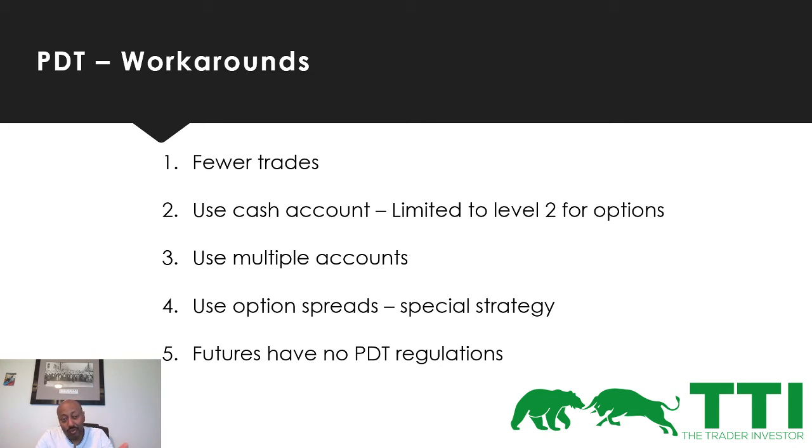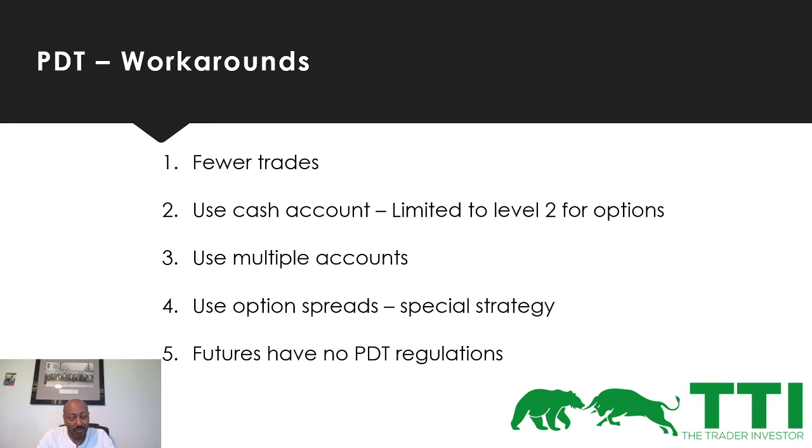You can also use multiple accounts. So you can day trade in one account up to your 3, and then have another account to do another 3, and another account to do another 3. Then you're getting around PDT rules as well. With that, you don't have to have a cash account, so you can even do more option levels, not just up to level 2. You can do level 3, level 4.